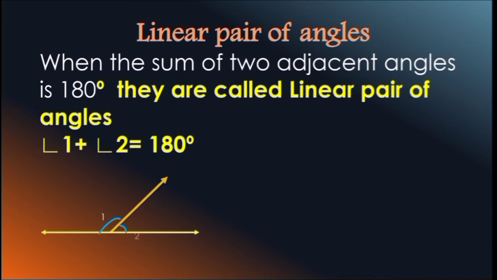Angle 1 plus angle 2 is exactly equal to 180 degrees. You know already a straight angle is 180 degrees. This type of angle is called a linear pair of angles. Now look at one more figure.